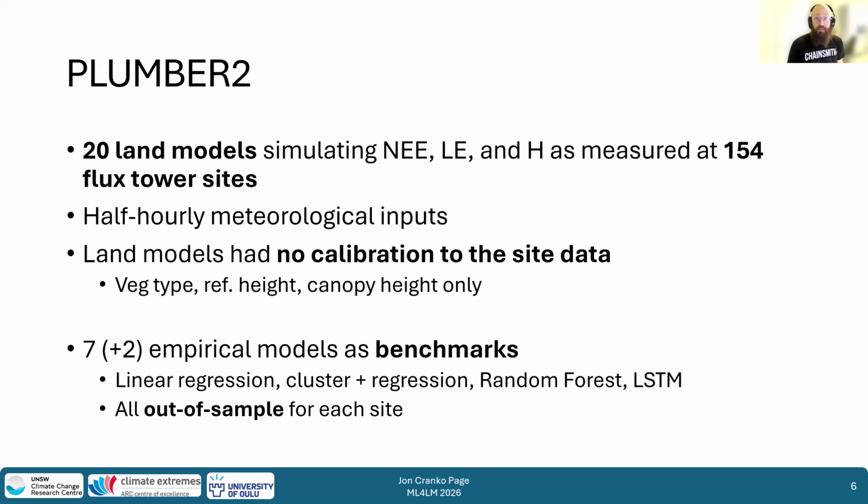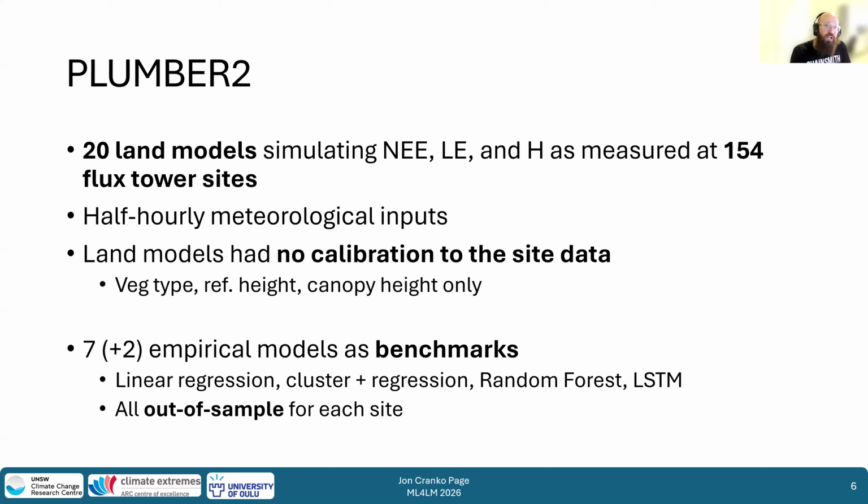And what did we get the models to perform? Well, PLUMBER2 had around 20 land models in it, which all simulated the three turbulent fluxes: net ecosystem exchange, the carbon flux; latent heat, which is the water flux; and sensible heat. And we asked them to do this at 154 flux tower sites, which were provided with half-hourly meteorological inputs and had been very carefully quality controlled.